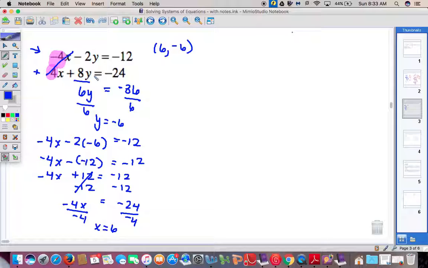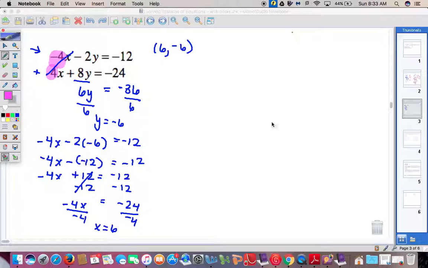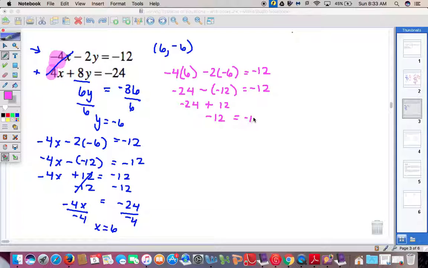So if x equals 6 and y equals negative 6, I now have my solution to this system of equations. But I really should check my solution, make sure that it works. So let's pick a different color to work with, and let's check them. If I substitute my found answer into my first equation, I have negative 4 times 6 minus 2 times negative 6, and that should equal negative 12. Negative 4 times 6 is negative 24, minus 2 times negative 6 is minus a negative 12, and minus a negative becomes a positive, so I have negative 24 plus 12, and that does equal a negative 12.